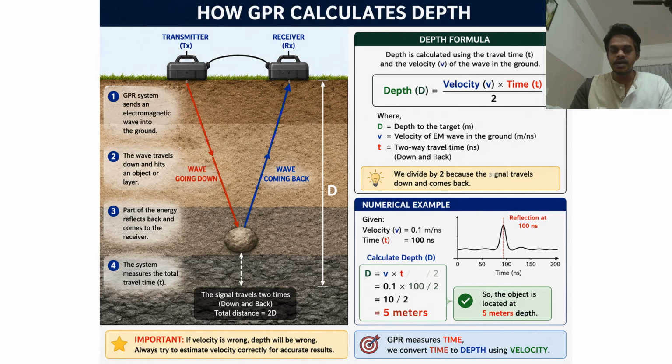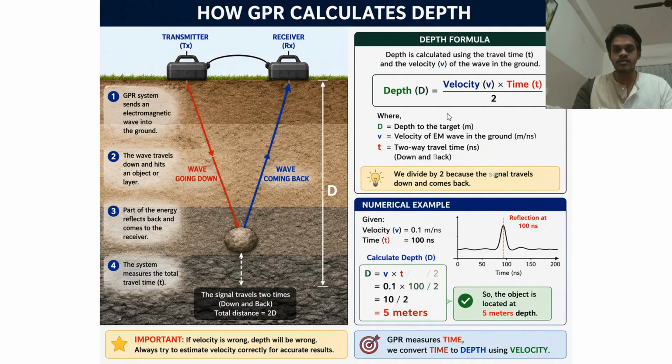Now the GPR system records the total travel time. That means the time taken for the wave to emit from the transmitter, and again the time taken to receive. That means we are having twice the travel. That is why to calculate the depth, we need to divide it by 2.